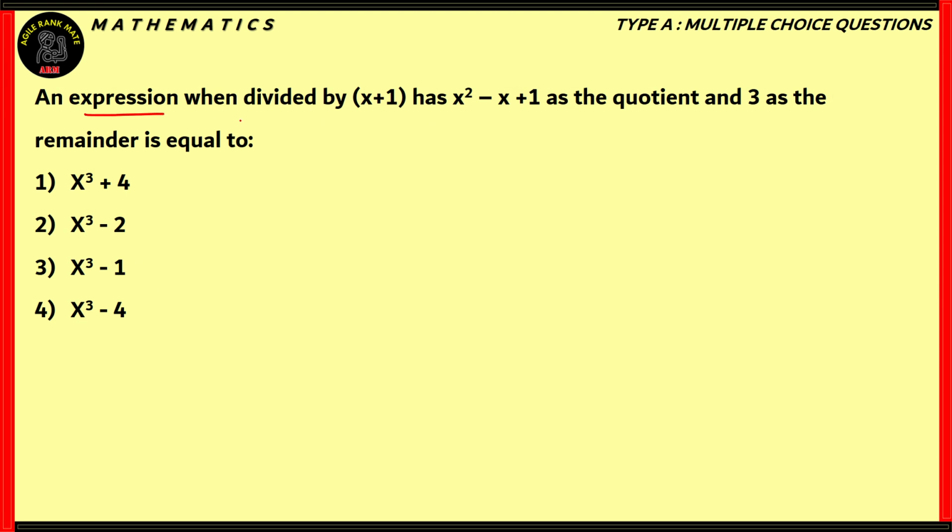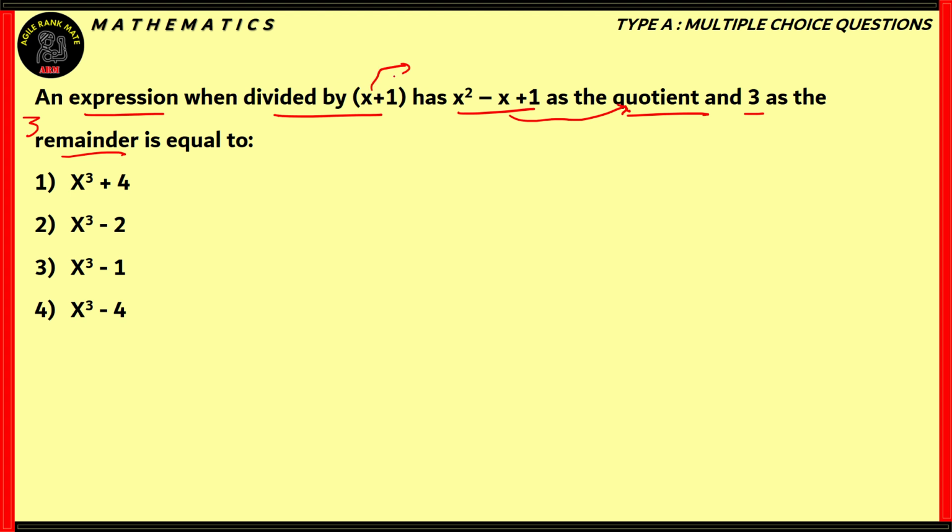An expression, when divided by x plus 1, has x squared minus x plus 1 as the quotient and 3 as the remainder. You need to find out what that expression, the initial expression, is equal to. Is it x cubed plus 4, x cubed minus 2, x cubed minus 1, x cubed minus 4? So we know that x squared minus x plus 1 is our quotient. We also know that 3 is our remainder.